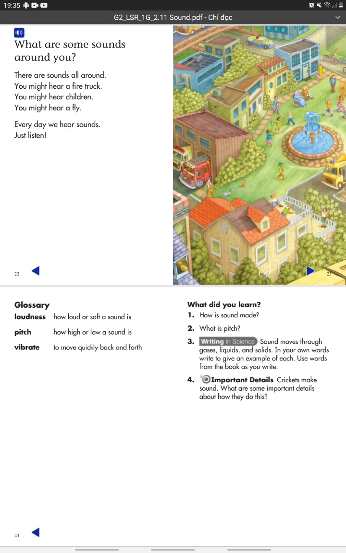Alright, glossary. Loudness is how loud or soft a sound is. Pitch is how high or low a sound is. Vibrate: to move quickly back and forth. What did you learn? Number 1, how sound is made.